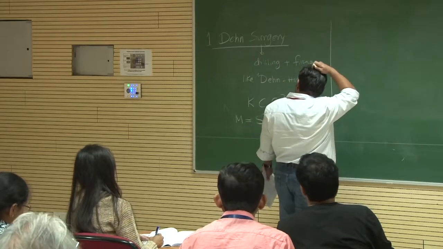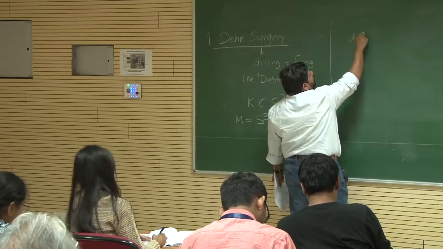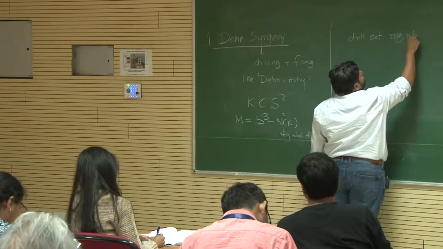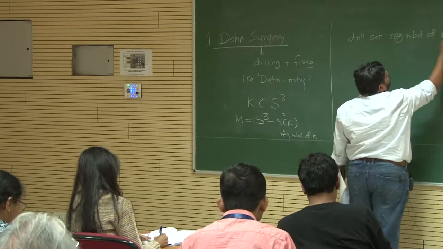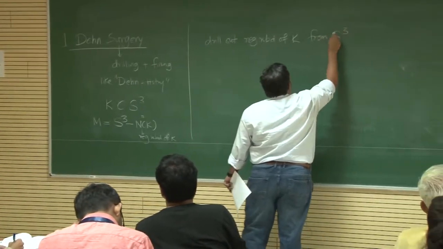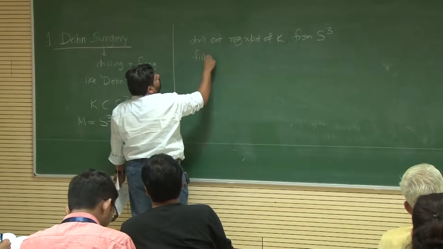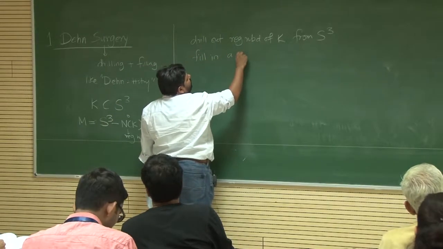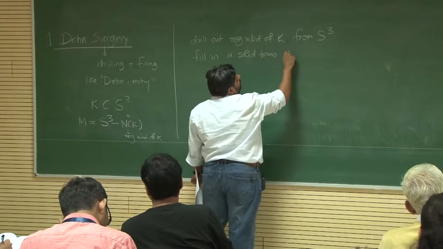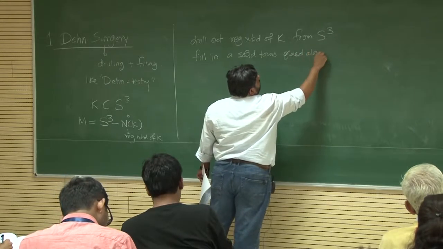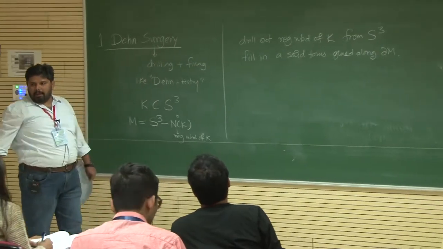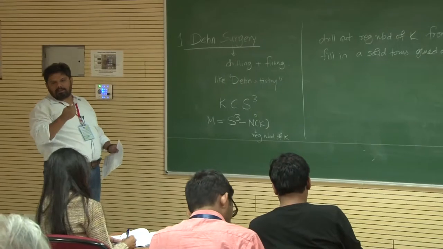So the idea is that the drilling is you drill out a regular neighborhood of K, so that's a solid torus, from S3, and you fill in a solid torus, glued along the boundary of M. Right, you take out a solid torus, you glue it back. But now, there are many ways to glue back a solid torus.